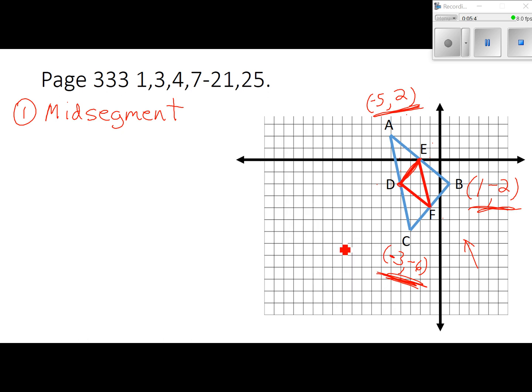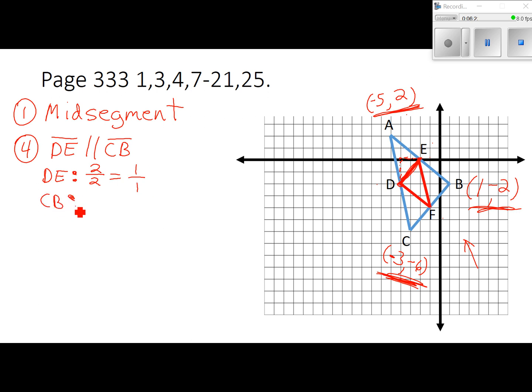So first thing on number 4, to prove or to show that DE is parallel to CB. So we're trying to show that these two are parallel. What we can do is we can find their slopes. So we can find the slope of DE. Slope of DE right here. All we do is count our rise and our run. Looks like we go up 2 and to the right 2. So we go up 2 to the right 2, which is the same as just 1 over 1.